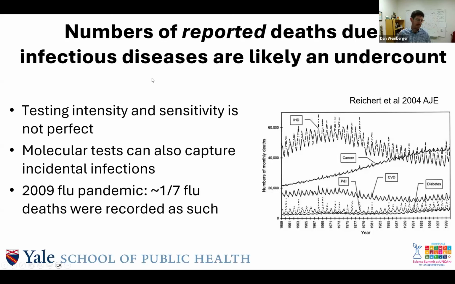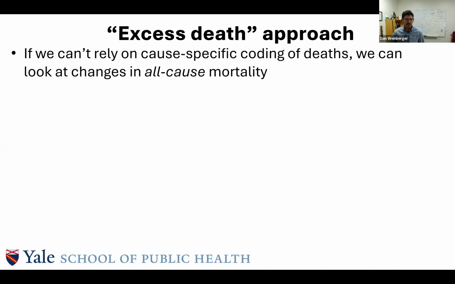The numbers can also get skewed in the other direction. There was concern about this during COVID when we're using really sensitive molecular tests like PCR, where a person can be positive for a very long time. You can get incidental detections of the virus. Somebody dies in a car crash and there's a virus detected in the individual, which obviously isn't related to the cause of death. So we're in the situation where we can't necessarily rely on the cause-specific coding of the deaths, although it sounds like Dr. Flaxman is going to help us solve that problem, hopefully, or improve our situation.